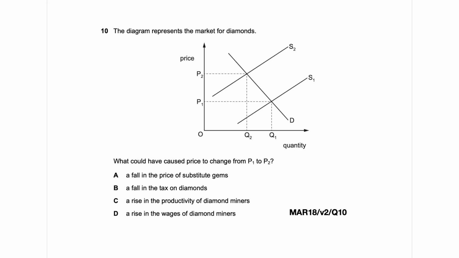The diagram represents the market for diamonds. Here the supply curve is shifting backward, which means cost of production must be going up. Let's read the answer choices. The right answer will be a rise in the wages of diamond miners. If the diamond miners' wages go up, cost of production goes up, and if the cost of production rises, the supply curve shifts backward, or supply falls. So D is the right answer.